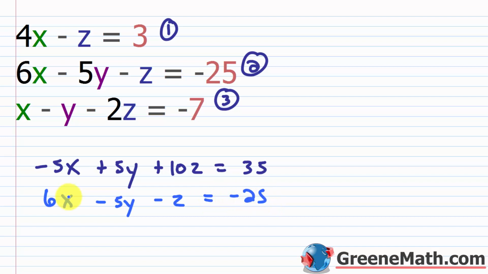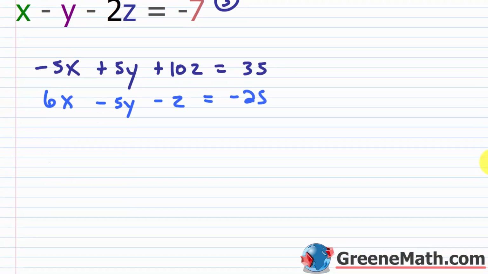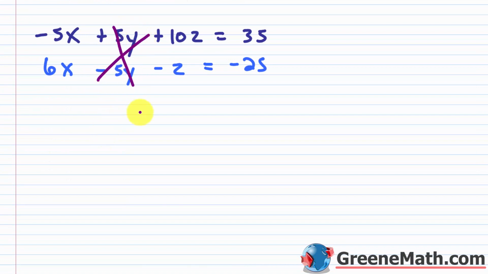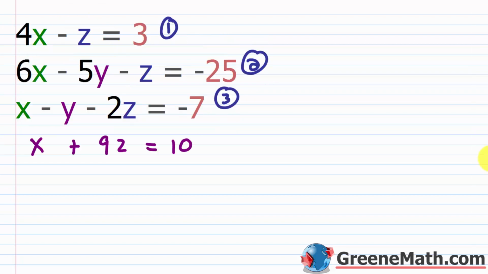Okay, so if we add the 2 left sides, set this equal to the sum of the right sides, what we're going to find is that this guy is going to cancel. And negative 5x plus 6x is going to be x. And then plus, you've got 10z minus z, which is going to be 9z. And this equals, you've got 35 minus 25, which is 10. Okay? So let me erase this real quick, and let's just label this as equation 4.